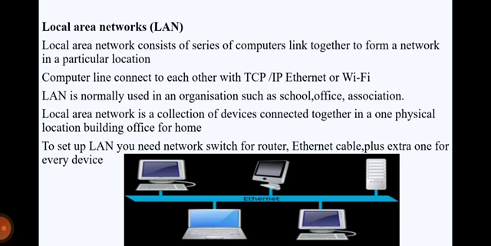Local area network is a collection of devices connected together in one physical location, building, office or home. To set up a LAN, you need a network switch or router, and an Ethernet cable, plus an extra one for every device.